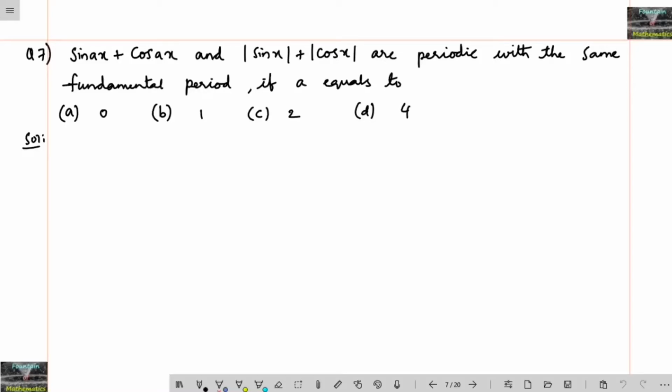sin ax plus cos ax and mod sin x plus mod cos x are periodic functions with the same fundamental period. If a is equal to, so sin ax plus cos ax, let me take this as your f of x. This type of question we can simplify by multiplying and dividing with root 2.